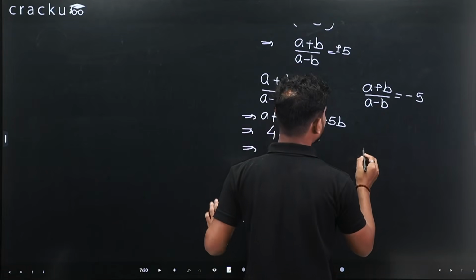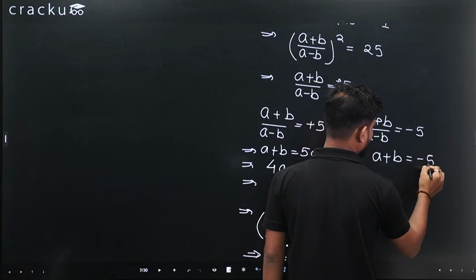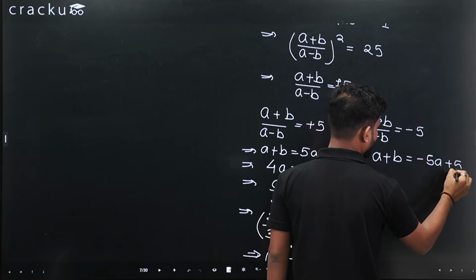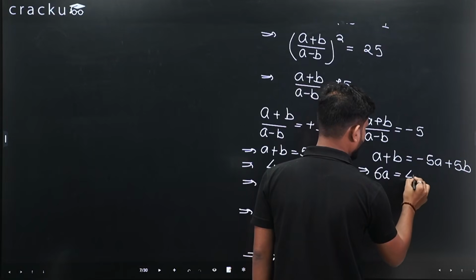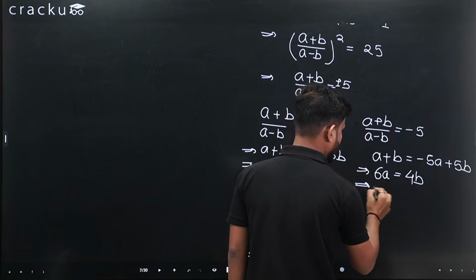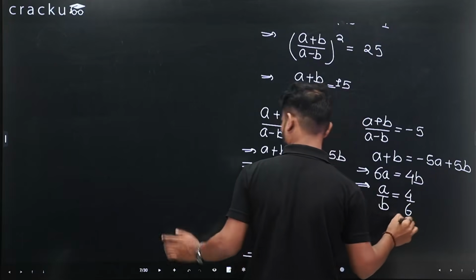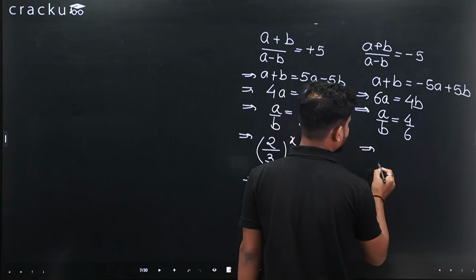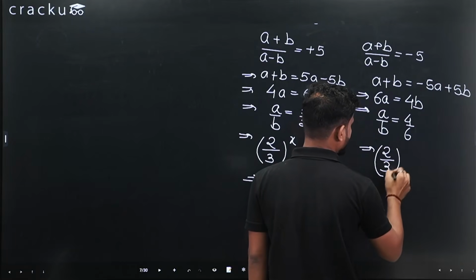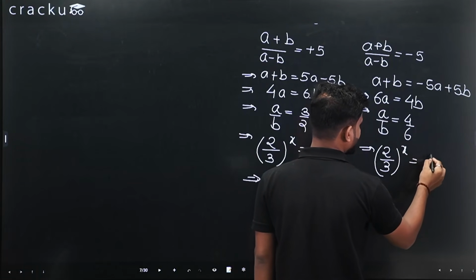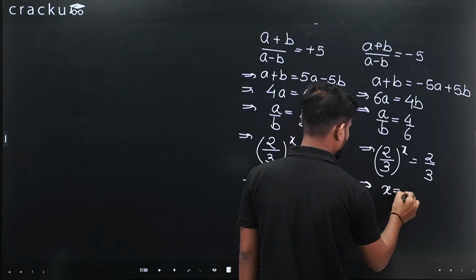Now, from here you get a plus b equal to minus 5a plus 5b, or 6a is equal to 4b, or a by b is equal to 4 by 6. From here what do you get? A is nothing but 2 raised to x, b is 3 raised to x. So 2 by 3 raised to x, 4 by 6 is nothing but 2 by 3. And from here you get x is equal to 1.